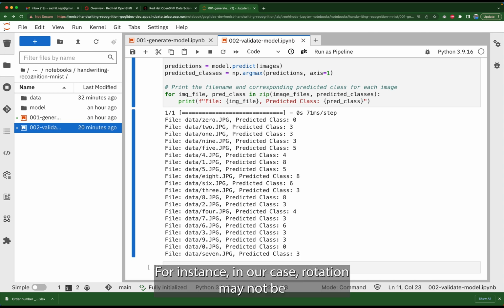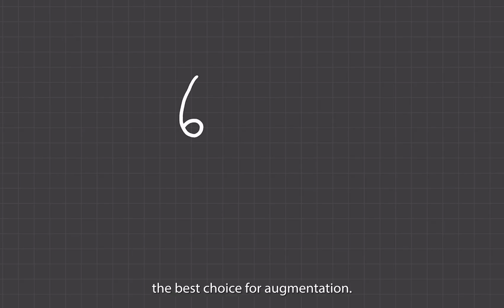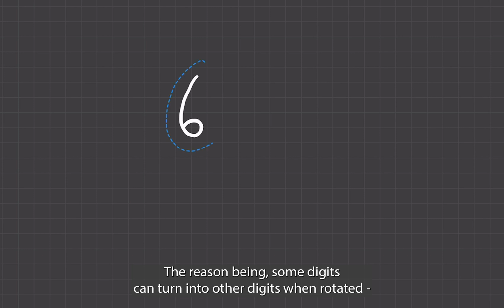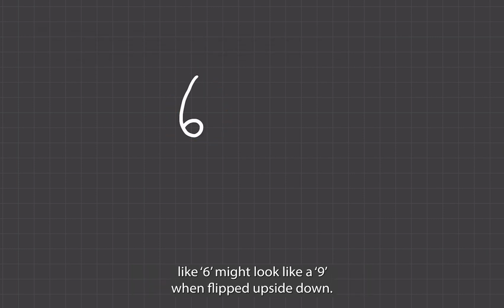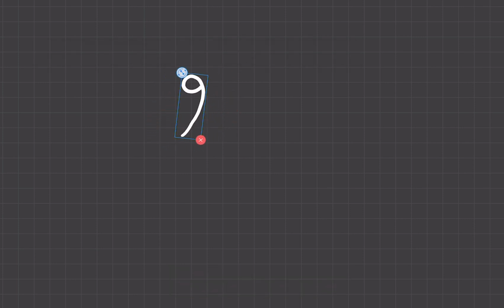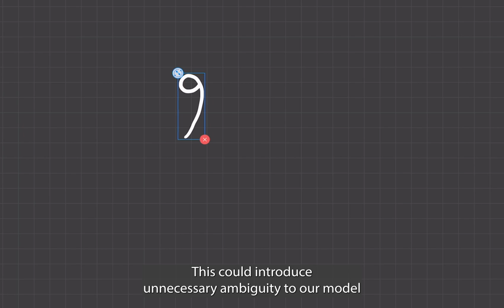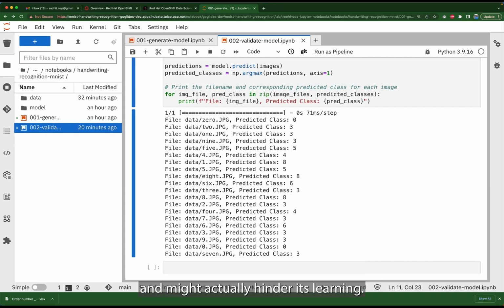For instance, in our case, rotation may not be the best choice for augmentation. The reason being some digits can turn into other digits when rotated, like 6 might look like a 9 when flipped upside down. This could introduce unnecessary ambiguity to our model and might actually hinder its learning.